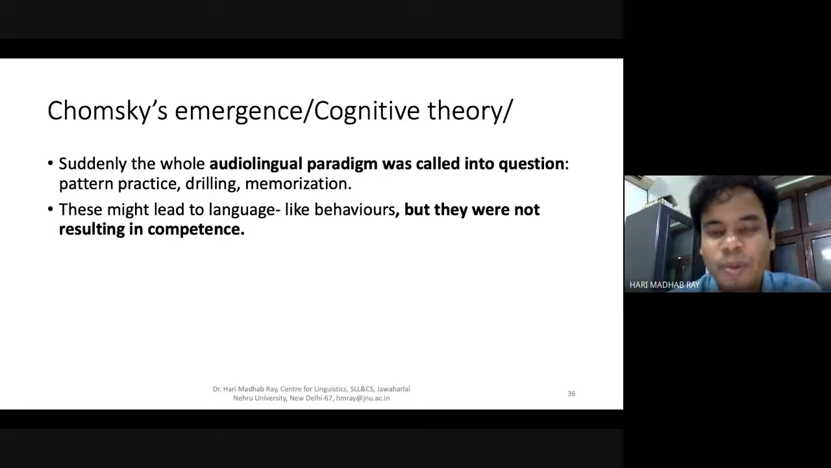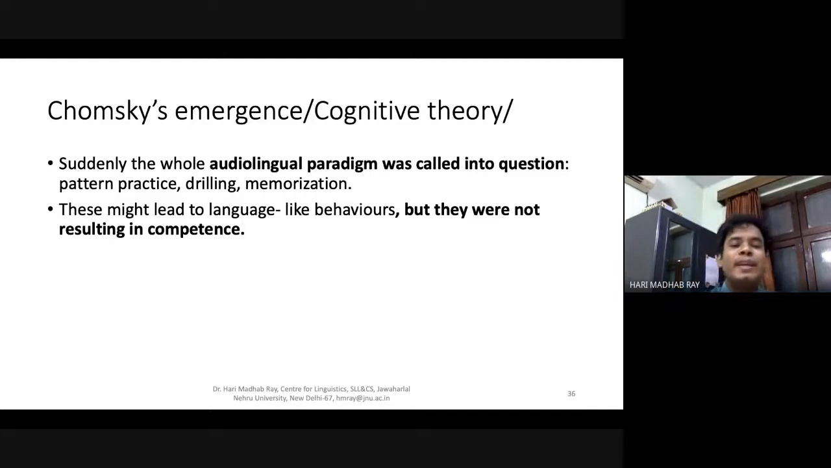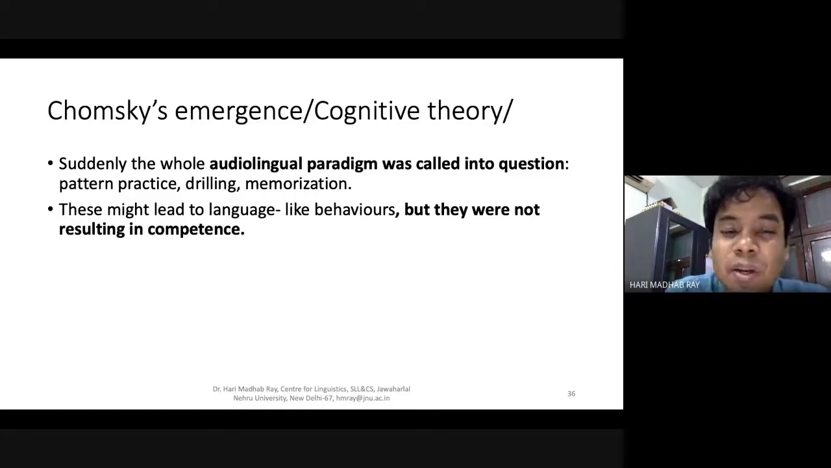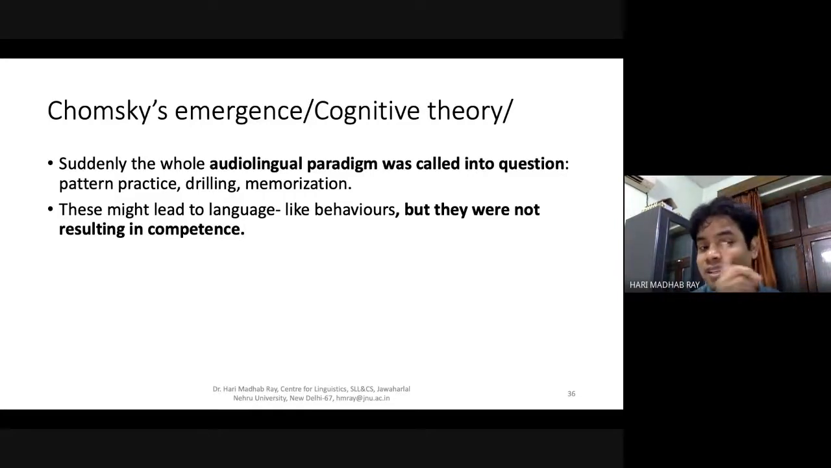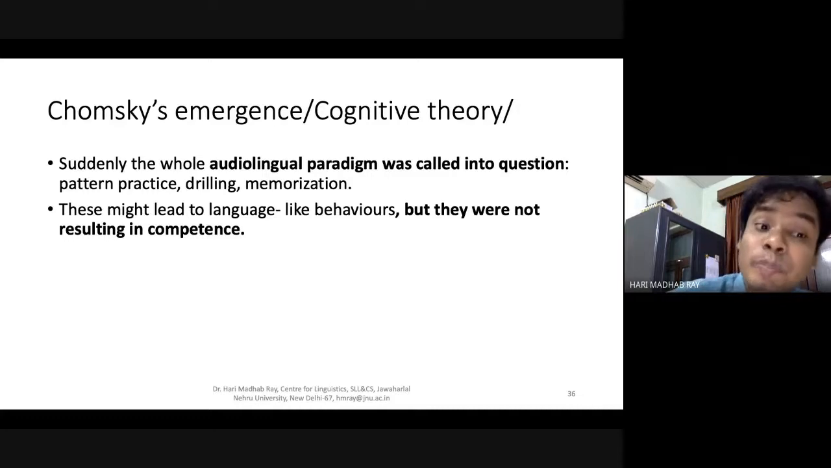will enjoy this, whole grammar teaching methods and the kind of techniques which are introduced there. So this might lead to language-like behaviors, but they are not resulting in competence. So Eliza Doolittle, though she could speak English like a lady who can pass the test, the royal test, somehow she did not have that kind of competence, let's say.